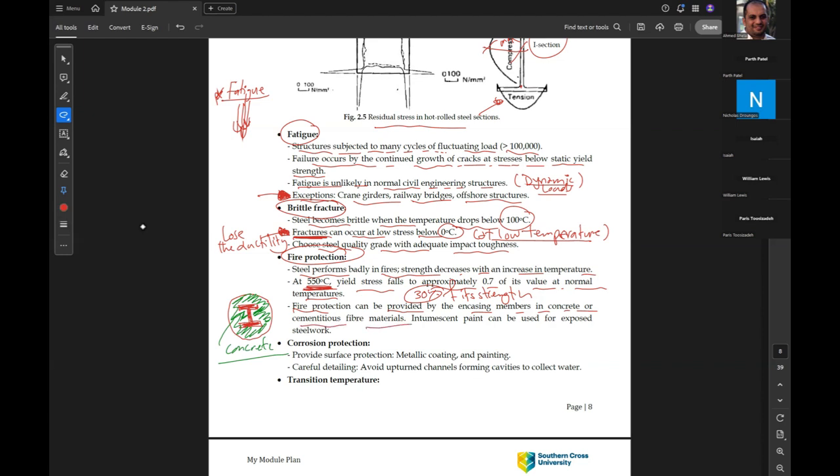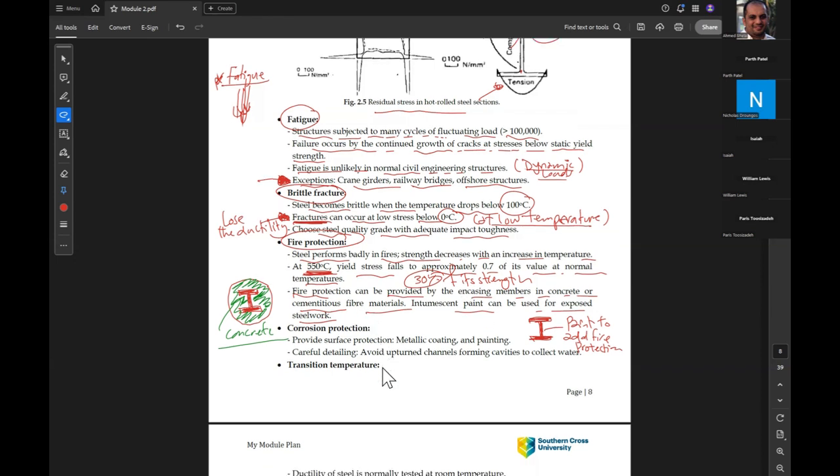Or cementitious fiber material. Also, intumescent paint can be used for exposed steelwork. Also, some paints can be used to add fire protection to steel, if there is no option to add concrete, for example if there is no funding or for economic reasons we cannot add concrete, so some paints can be added.